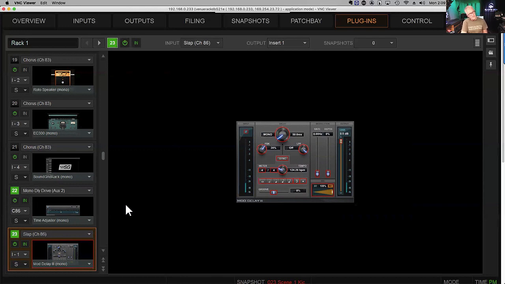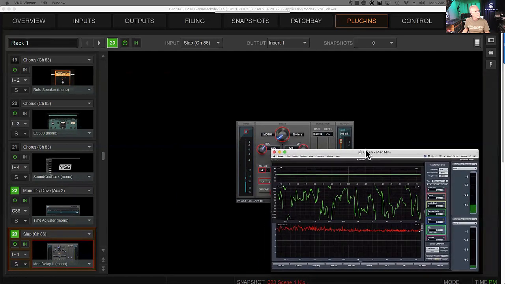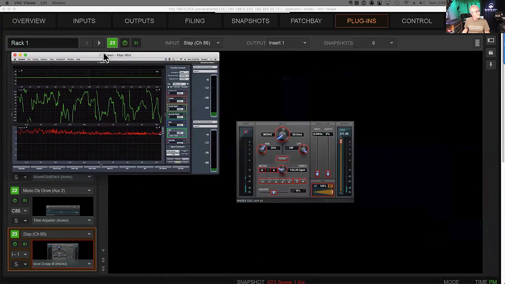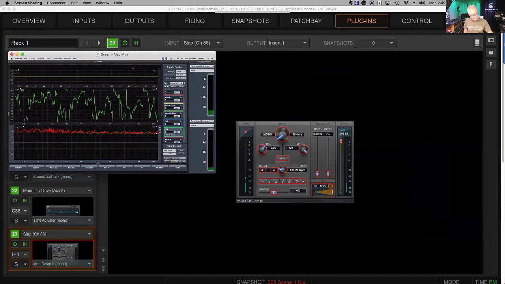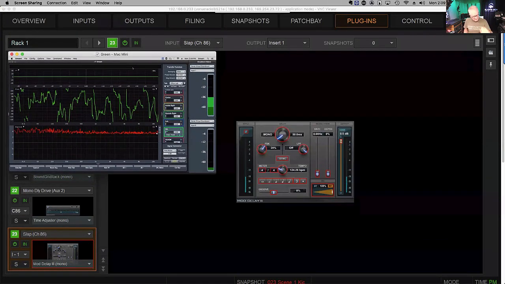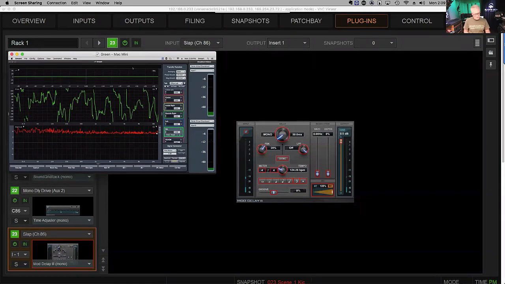No low pass filter on this, meaning the delay itself is not being manipulated frequency-wise. Maybe we'll take a look at that here. See what we can do. Oh, we've got to check that with pink noise. All right, stand by. Let's do this.